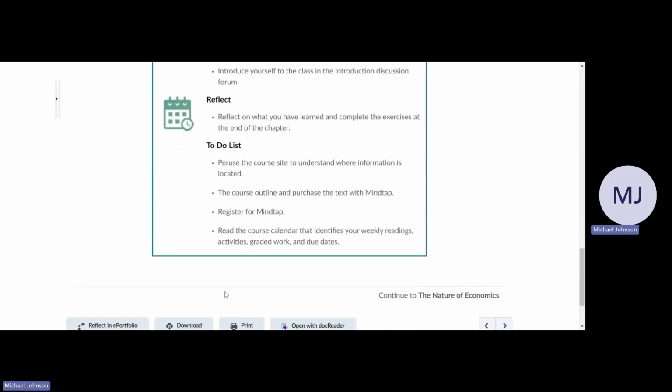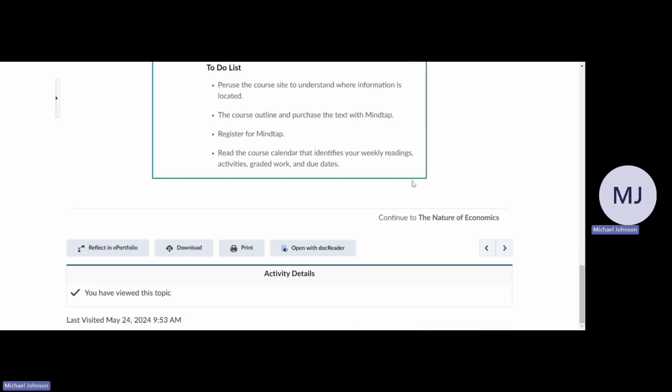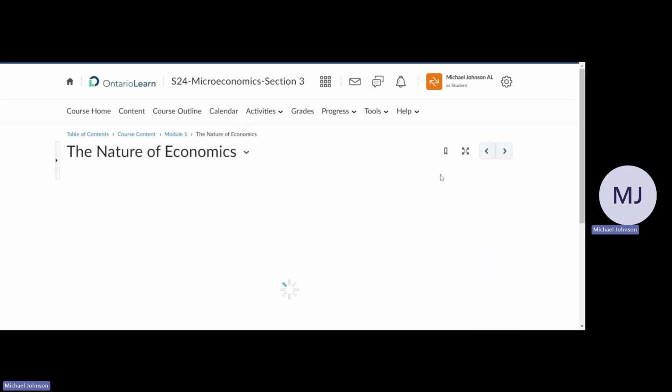Doing the discussion posts is key to being successful in the course, and just following the calendar. So make sure to submit the assignments, quizzes, and discussion posts on time.